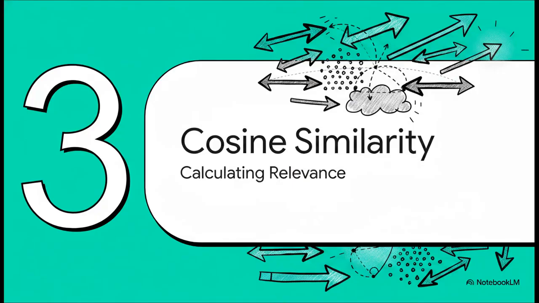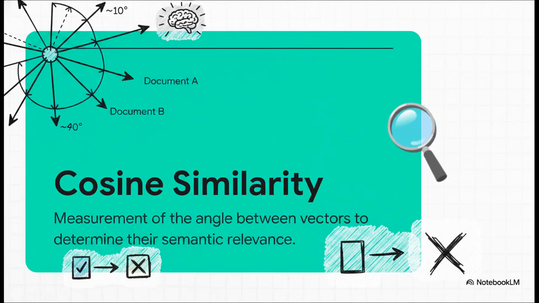Section 3. Cosine similarity and relevance. So, we have these coordinates, but how does the system actually calculate relevance? How does it know which vectors are closest? Enter cosine similarity. When we query this high-dimensional space, we aren't measuring the physical distance between points, we're measuring the angle between their vectors. A smaller angle means higher semantic relevance.